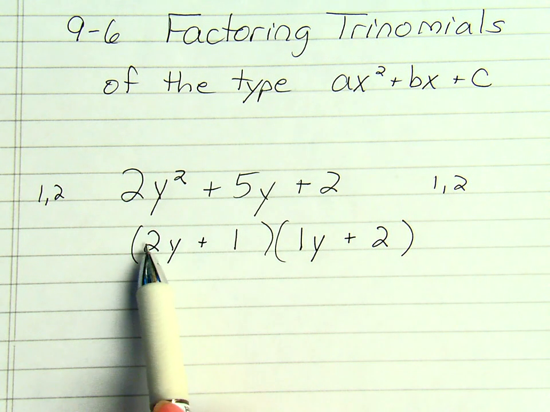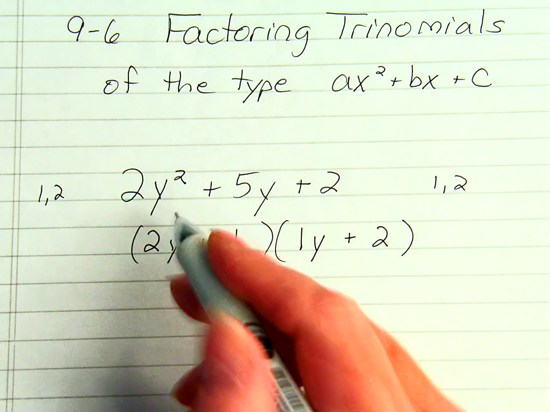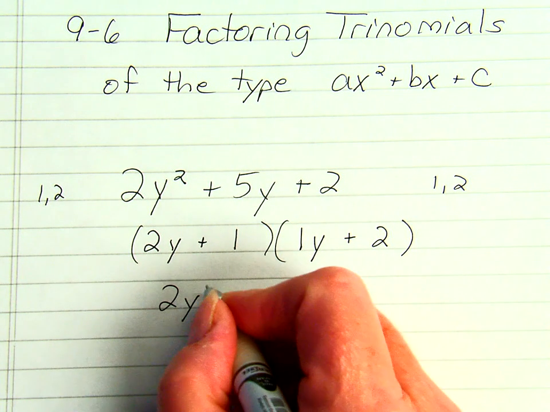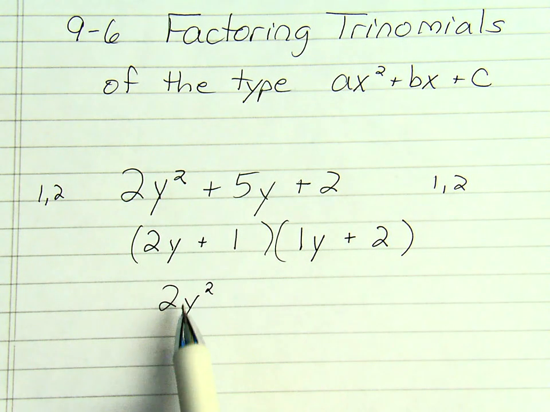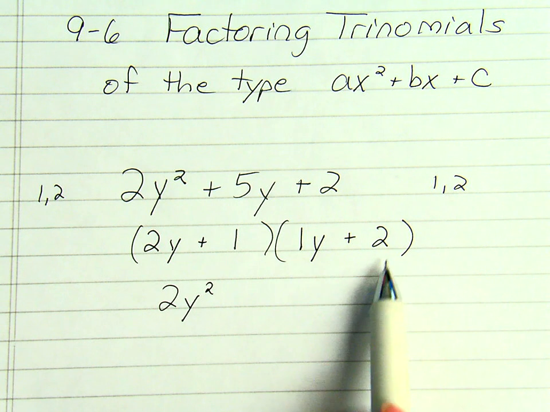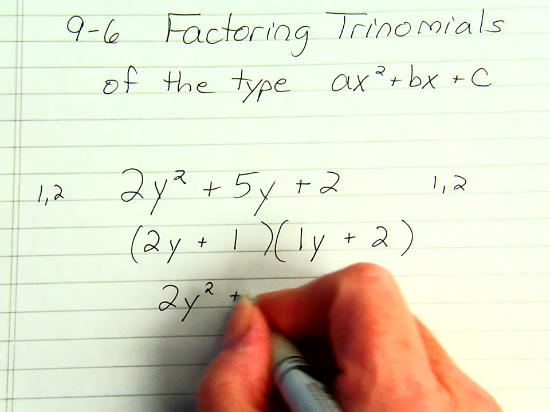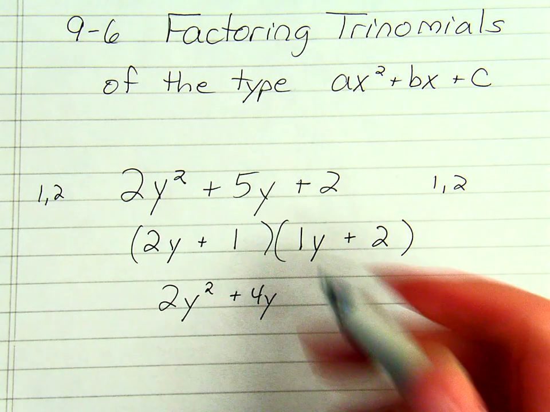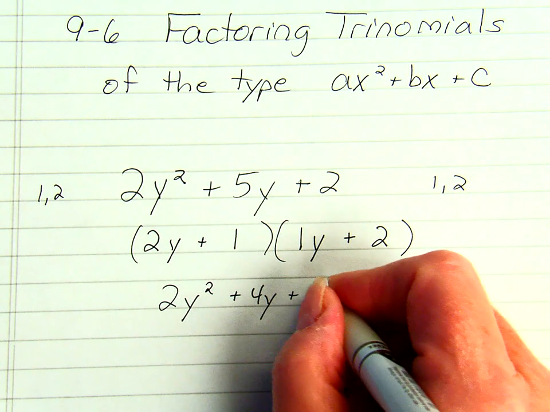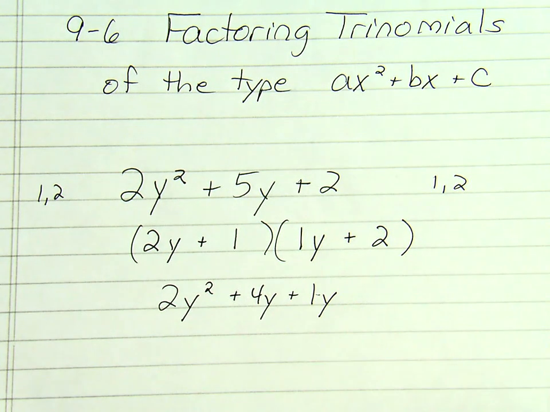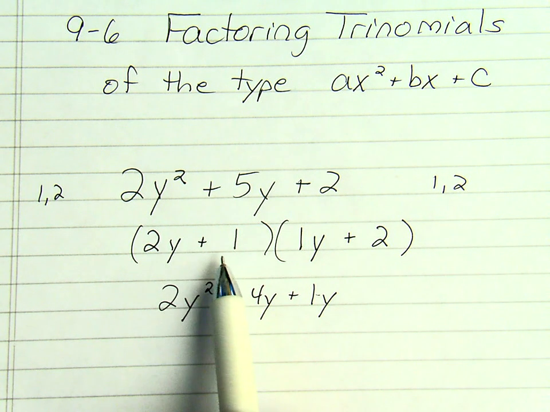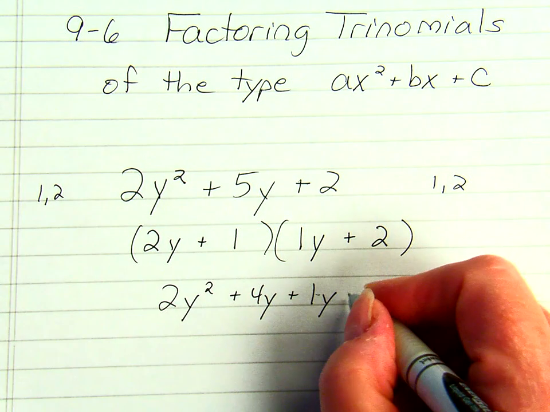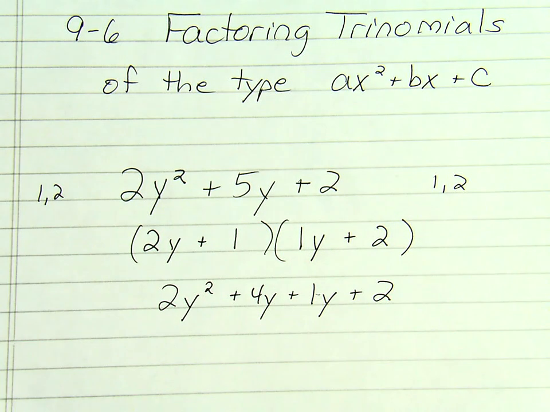So FOIL, first is going to be 2y squared. Well, we pretty much knew that that was going to happen. Now, outside, 2y times 2 is plus 4y. And inside, 1 times 1y is plus 1y. Notice I'm putting the 1's in. I normally would not. And then last, 1 times 2 is 2. In this case, I've put them in the right place.